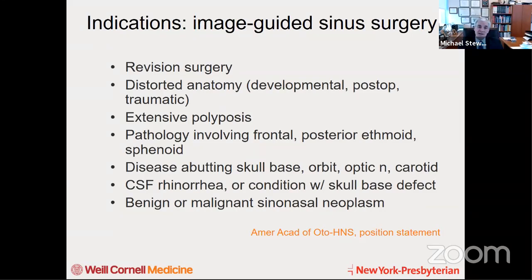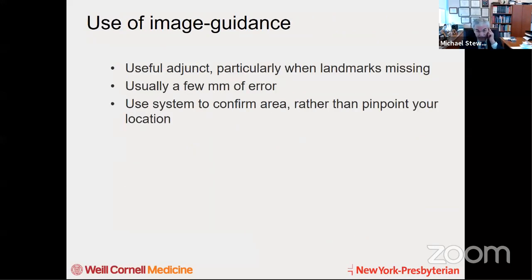Other indications for image guidance are distorted anatomy, extensive polyposis, pathology involving the frontal, posterior ethmoid, sphenoid, etc. You can see those listed there. Neoplasms are also an indication. So in fact, it's very appropriate to use image guidance in revision surgery, but keep in mind that there are usually a few millimeters of error even with the best image guidance tool. Also, the farther away you get from the fiducial markers or from the electromagnetic probe, the greater the error is. And so you should use your system to confirm the general area rather than actually pinpoint your exact location.